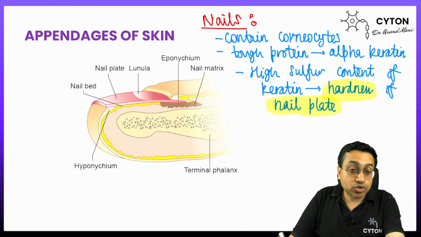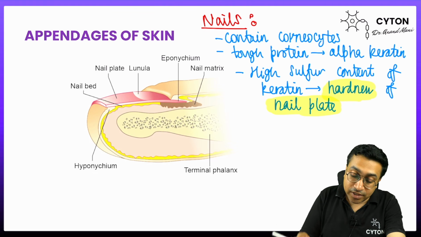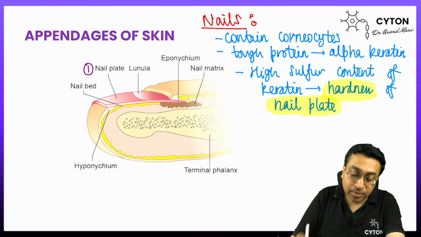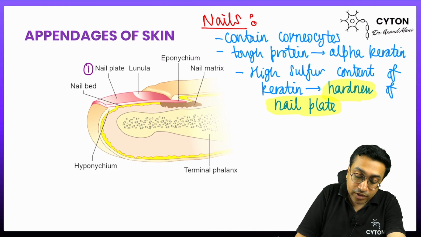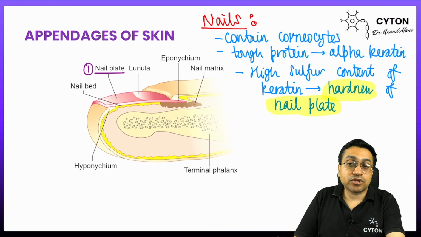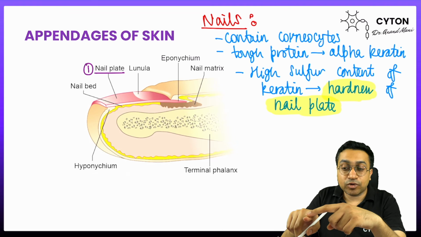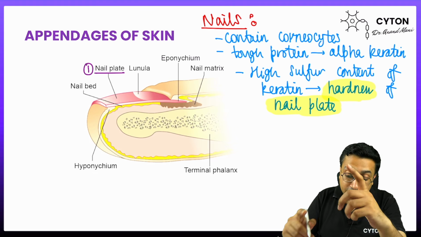So the nail shows certain parts as you can see here. I'm highlighting them. Number one, that is the nail plate. Nail plate, that is the body. This contains the keratinized cells. The nail plate shows a free distal end and the embedded proximal end, which is the root, or I can say the radix part.